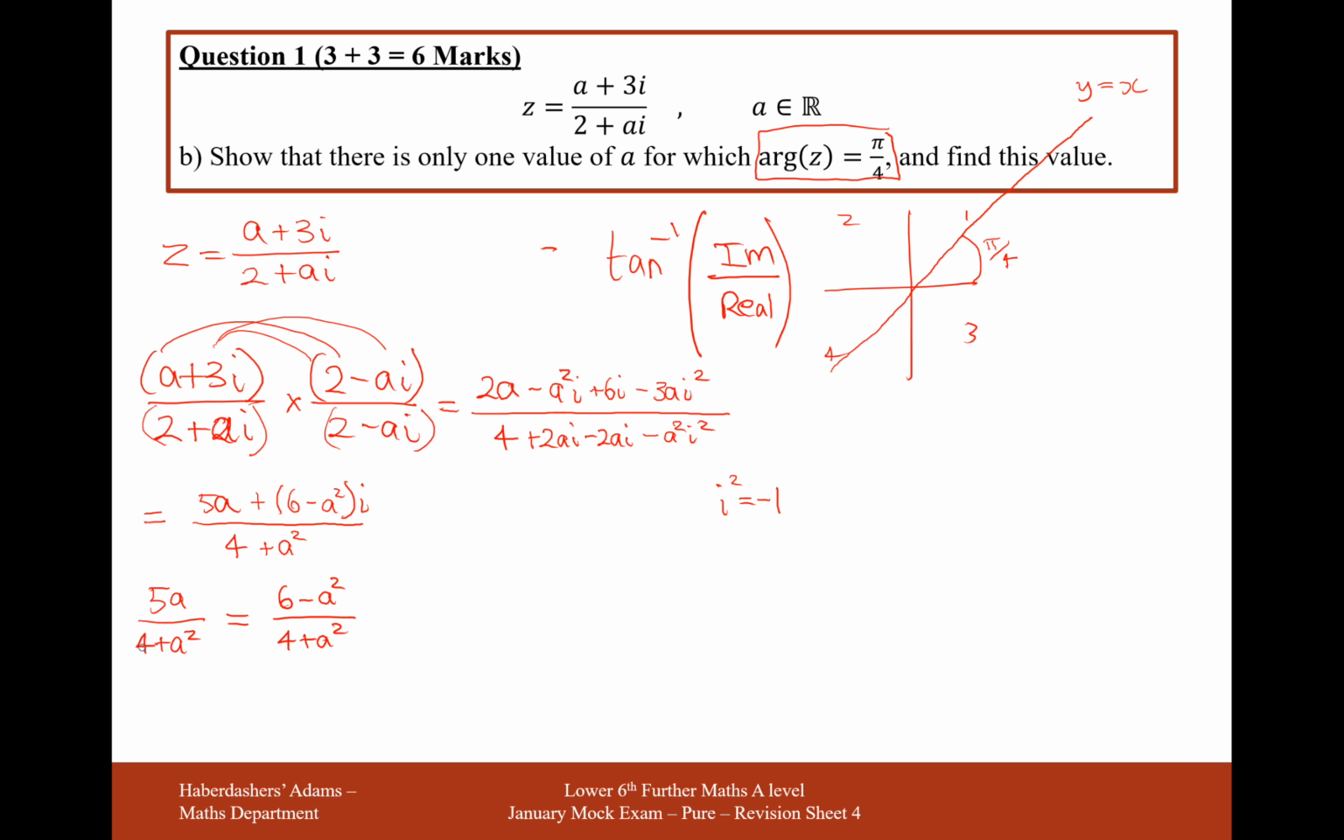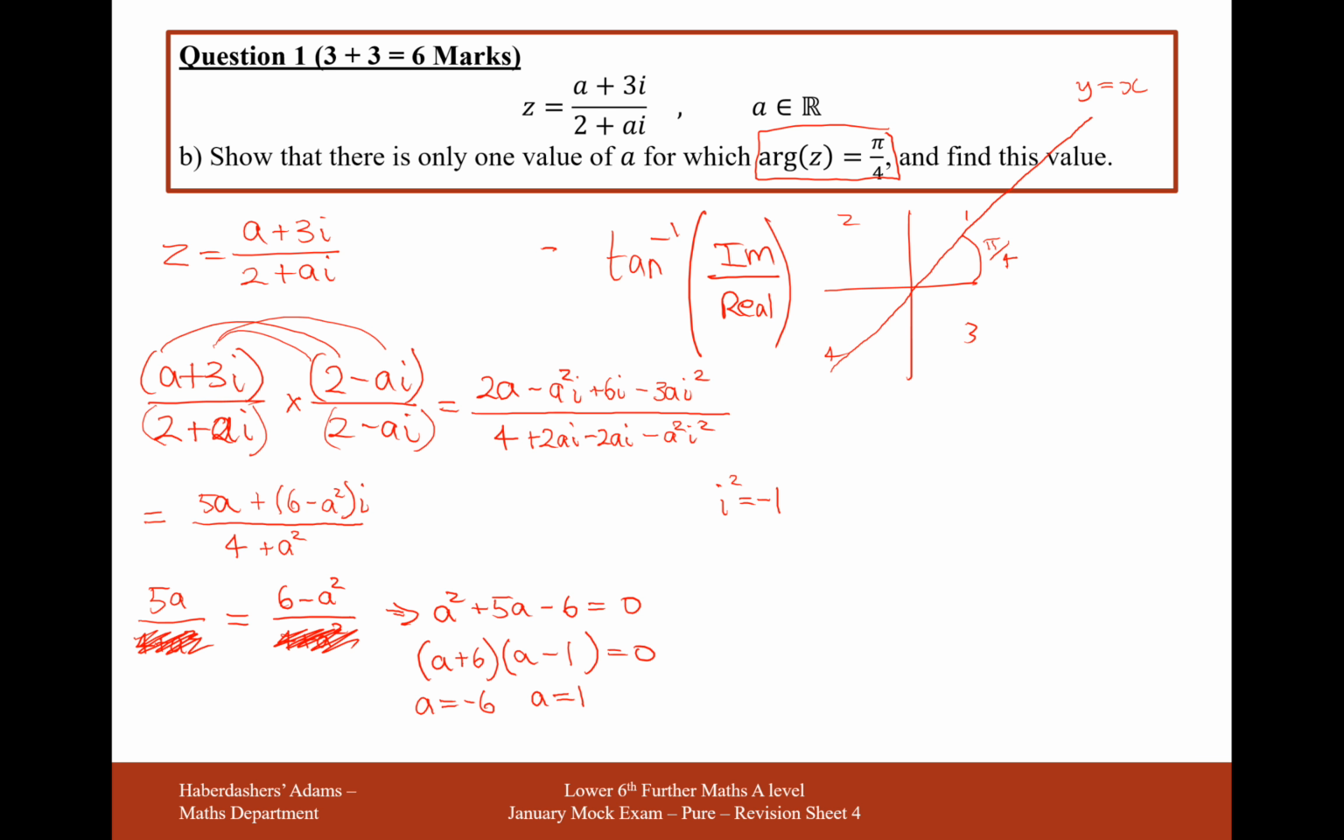Right, now I need to solve this equation. I can get rid of the denominators because I can just times through by 4 plus a squared, and that will always be greater than 0. And now I've just got a quadratic here, so I'm going to get a squared plus 5a minus 6 equals 0. And from this I can solve the quadratic equation by putting it into two brackets. So I think I'm going to get a plus 6 and a minus 1. So therefore a is minus 6 or a is 1.